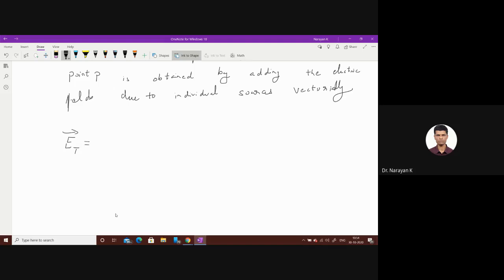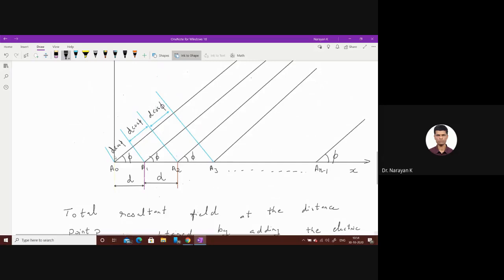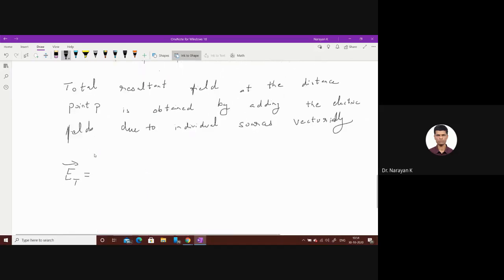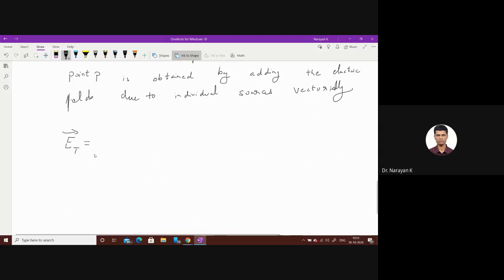So what will be the first electric field? What should I write as the first equation here? Suppose this is your reference point at point A naught. So what will be the electric field there? E naught. What should I write? E naught. Please tell me what I should write, the first one.